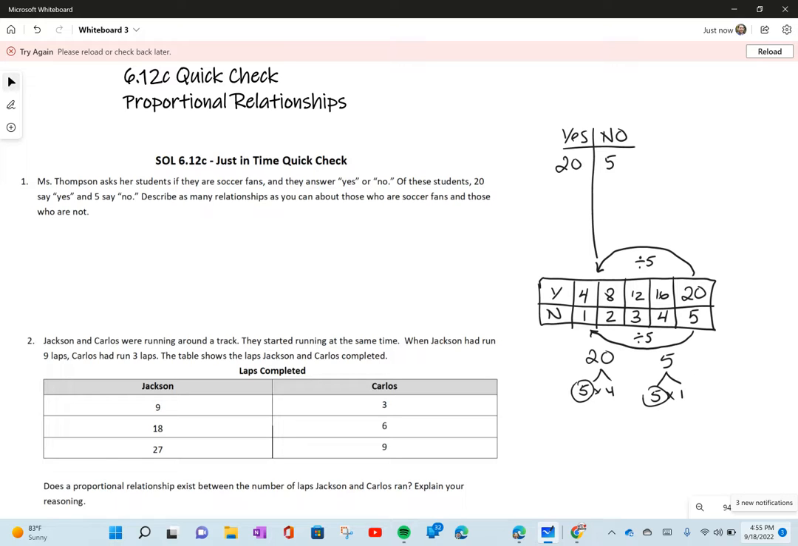And that works with 8 to 2. That would be 4 yeses and 1 no, and then 4 yeses and 1 no. 12 to 3, 16 to 4, and 20 to 5 as well all have 4 yeses for every 1 no. So I could say that there's a 20 to 5 relationship between yes and no. There's a 4 to 1, an 8 to 2, a 12 to 3, and a 16 to 4.